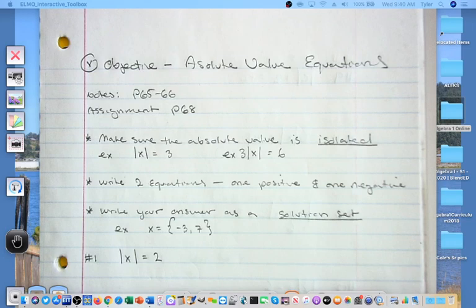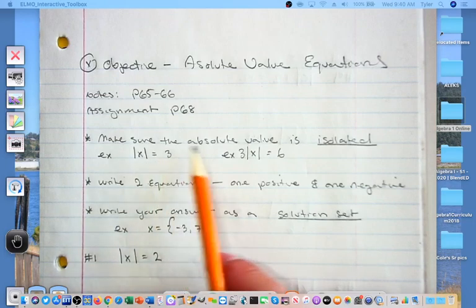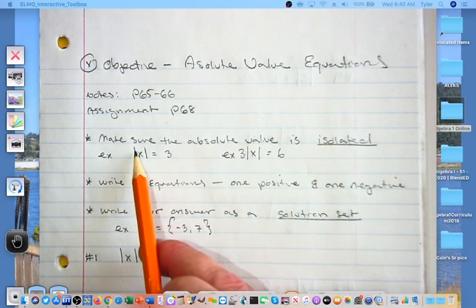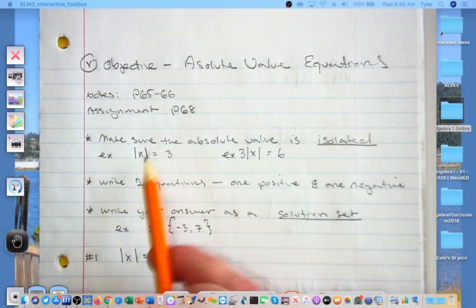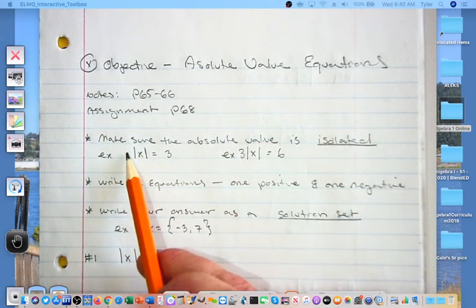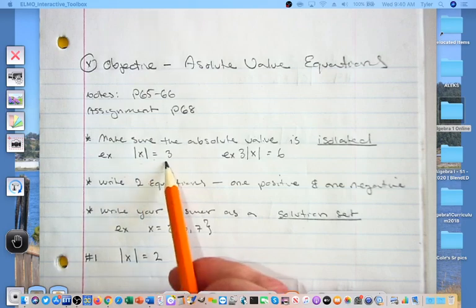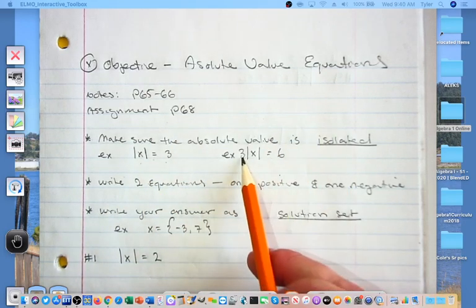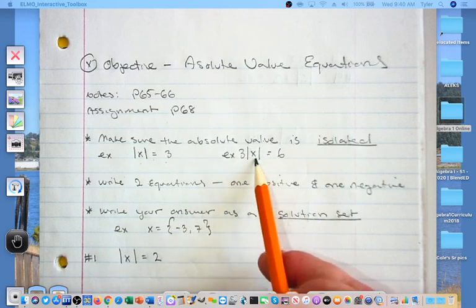So there's three things to keep in mind, and it's almost the steps to solving this, but they're more like things that you should be looking for. First, we want to make sure that the absolute value is isolated. For example, you want the absolute value to be alone on its side of the equal sign. There can be no numbers around it. So this would be a good example of an isolated absolute value.